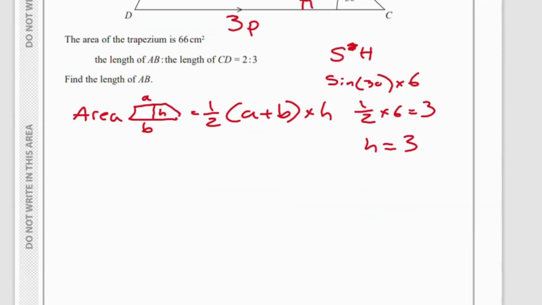Okay, so now we can get back to our area. Alright, let's put in the values we know. It's going to be half. Now A is going to be 2 parts, alright? 2 parts of this ratio, so it's going to be 2P. B is going to be 3 parts, right? So it's going to be 3P. It's going to add together to make 5P in the middle. Multiplied by our height, right? Which is 3, which we've just worked out using SOHCAHTOA. And that equals 66, alright?